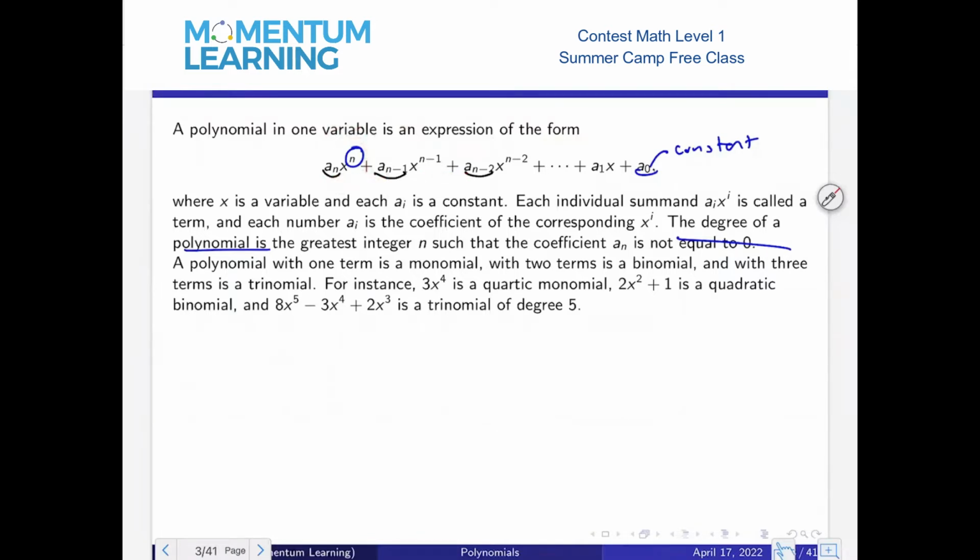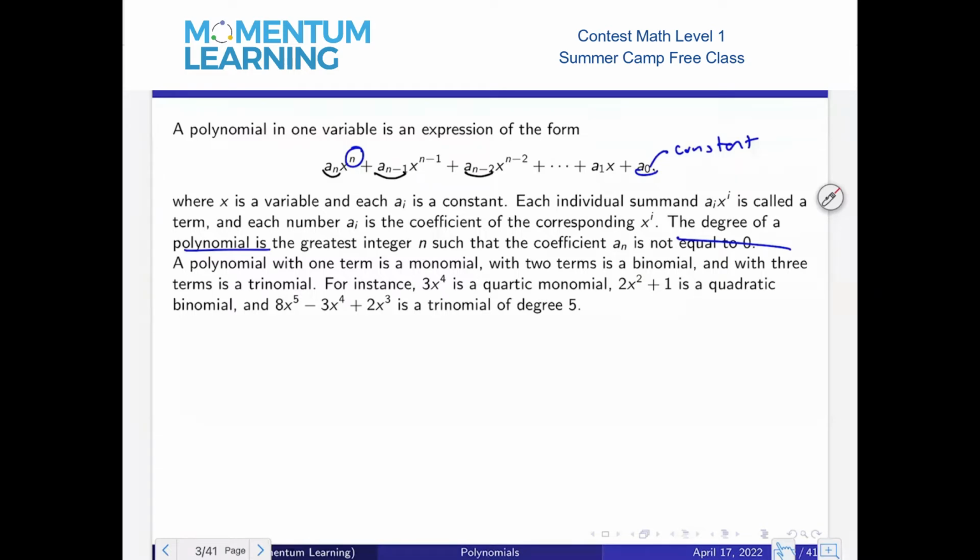We call a polynomial a monomial if there is only one term. It's a binomial if there are two terms. Where I come from, the prefix bi means two. And when we have three terms, it is called a trinomial.